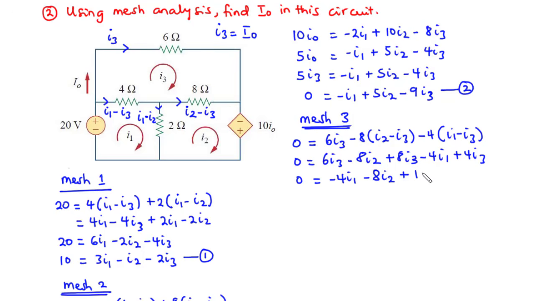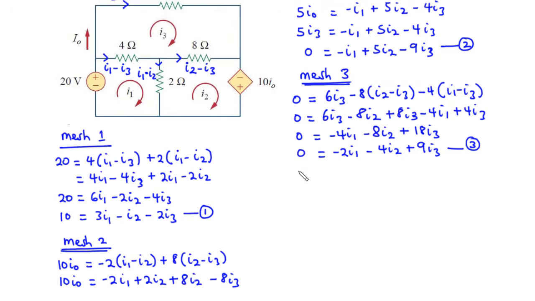So plus 18 I3. We divide through by 2. We have negative 2 I1 minus 4 I2 plus 9 I3. Let's call this equation 3. Now we can put this in a matrix form, in a form AX equals B.